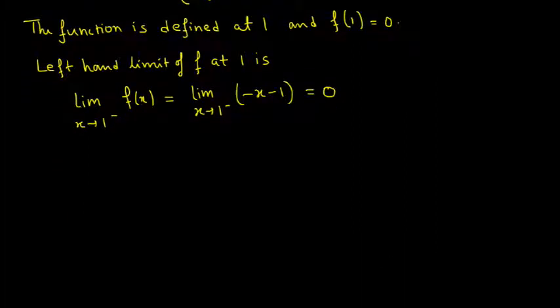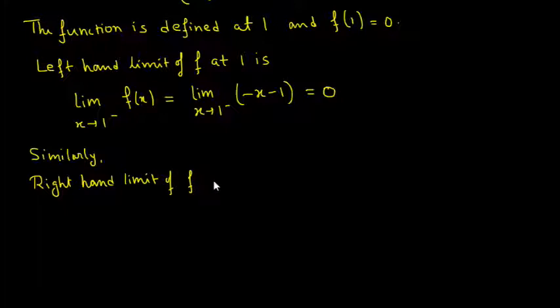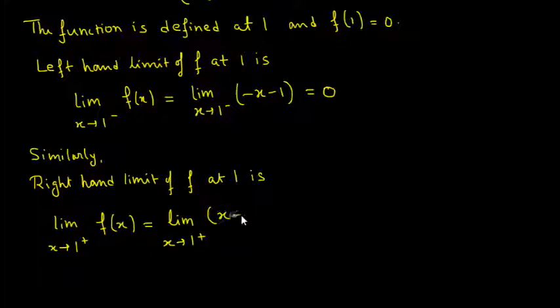Similarly, the right hand limit of f at 1 is limit x tends to 1 plus f(x), is equal to limit x tends to 1 plus of x minus 1, which is again equal to 0.